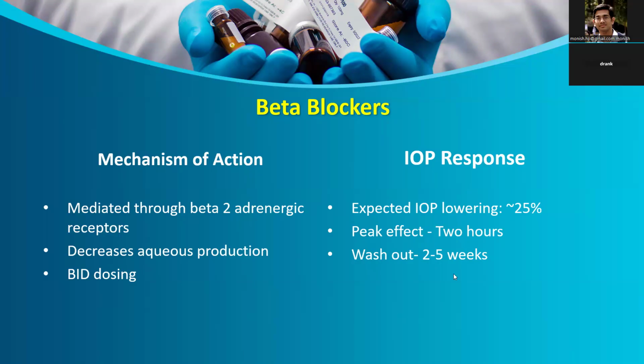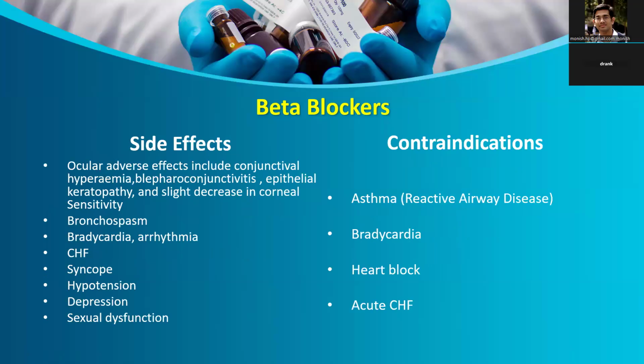It has a good IOP lowering response of around 25%. Peak is reached within 2 hours and washout takes around 2 to 5 weeks. So it is the second additive agent to the first, the prostaglandin. This is the second one, which is very efficacious. Now coming to the side effects, it has multiple side effects. The major issue with beta blockers is that they have multiple side effects, not only limited to the ocular, but also systemic side effects, which are the major limitations for the use of beta blockers.